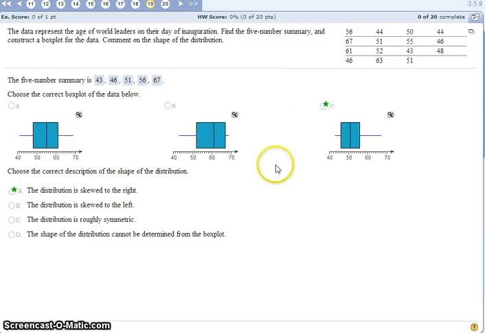And then it's skewed right here because once again the whisker goes a lot farther off to the right than it does to the left.